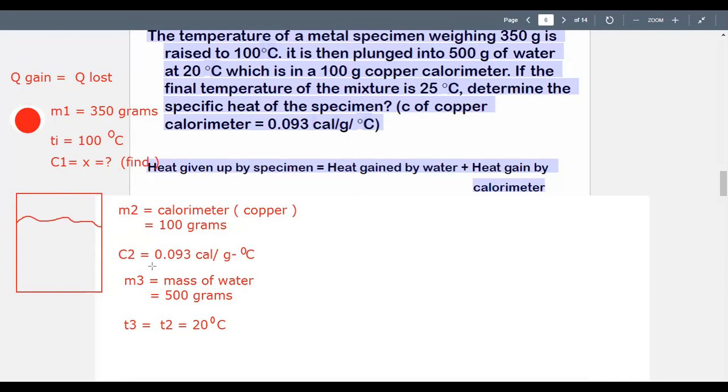Now, the specific heat of the calorimeter is provided in the problem. C sub 2, which we call the specific heat of the calorimeter, is 0.93 calorie per gram per degree Celsius. Now, what we do not have here is the specific heat of water. The specific heat of a liquid, we can call C3, which is basically the specific heat of water. The specific heat of water is a known value that equals 1.